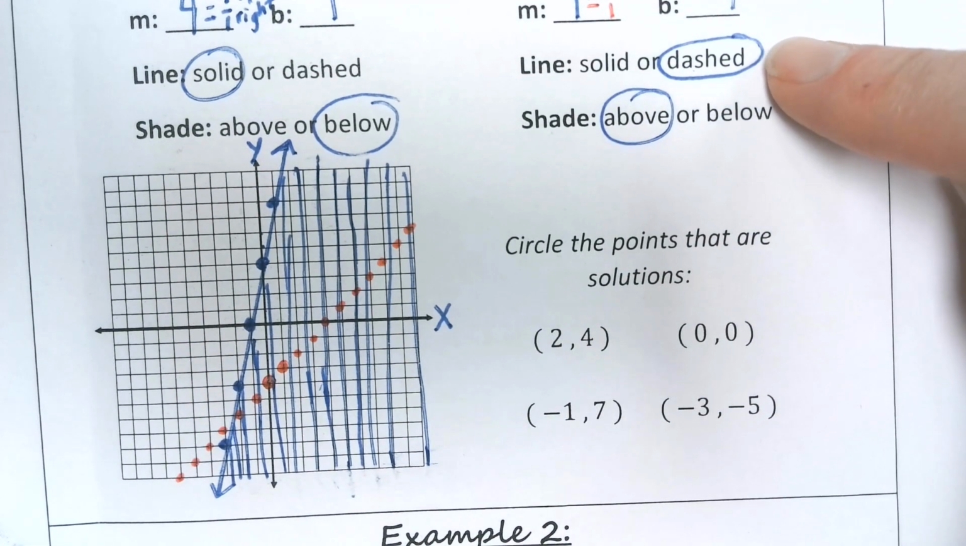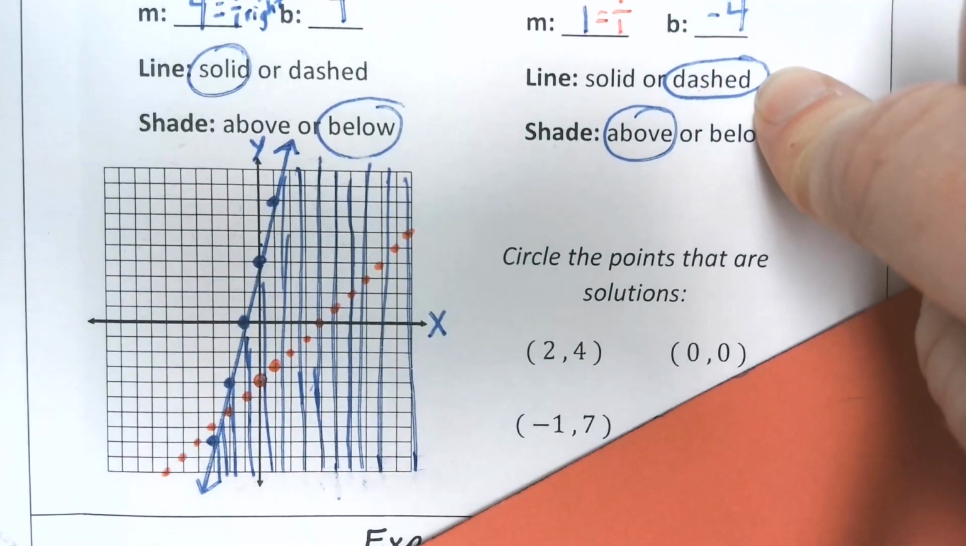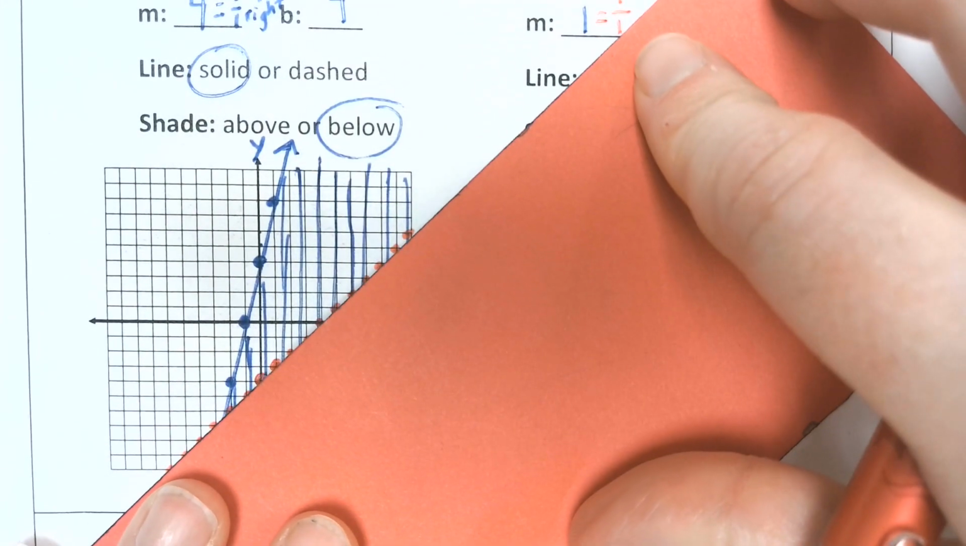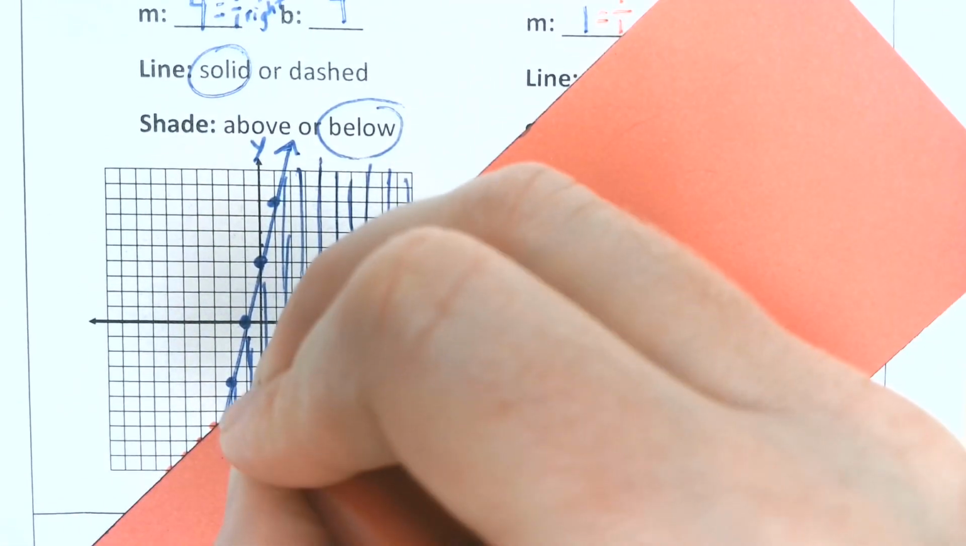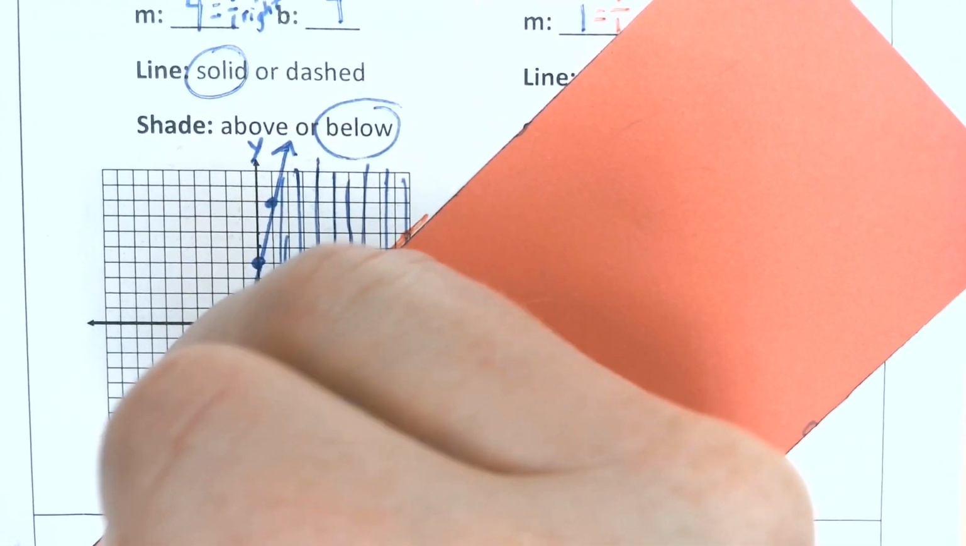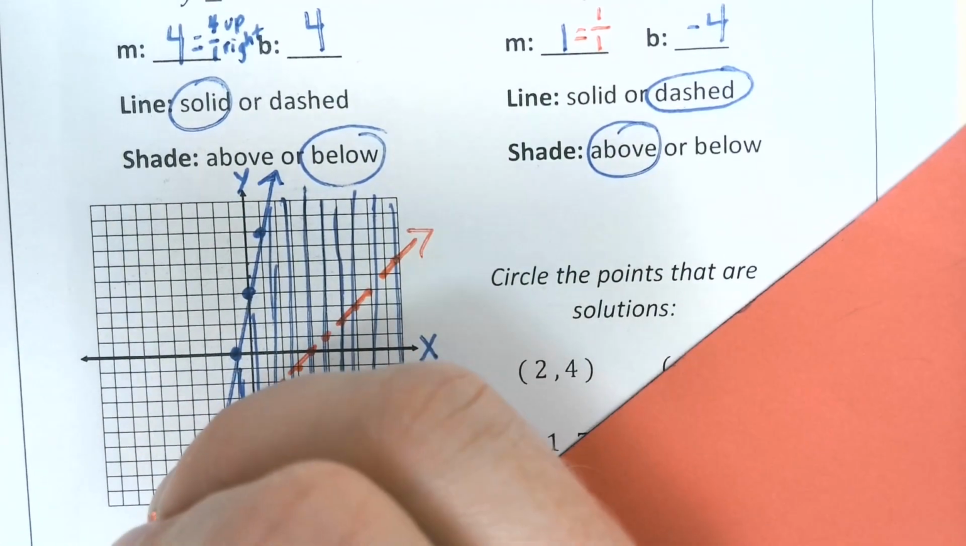Now, look back up here. It says it's going to be a dashed line. So, get your straight edge. Do a dashed line. Make sure you extend the whole graph. Put arrows on it.